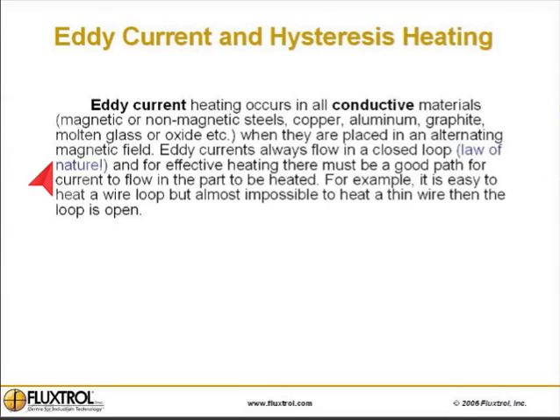Eddy current heating occurs in all conductive materials, magnetic or non-magnetic steels, copper, aluminum, graphite, molten glass or oxide, and more, when they are placed in an alternating magnetic field. Eddy currents always flow in a closed loop, which is a law of nature, and for effective heating, there must be a good path for current to flow into the part to be heated. For example, it is easy to heat a wire loop, but almost impossible to heat a thin wire when the loop is open.